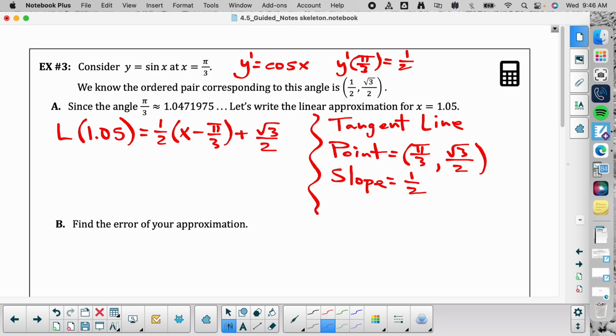What I should erase: I wrote the equation for L of x. I didn't write it for L of 1.05. The linear approximation of 1.05 would be me putting 1.05 in place of x.